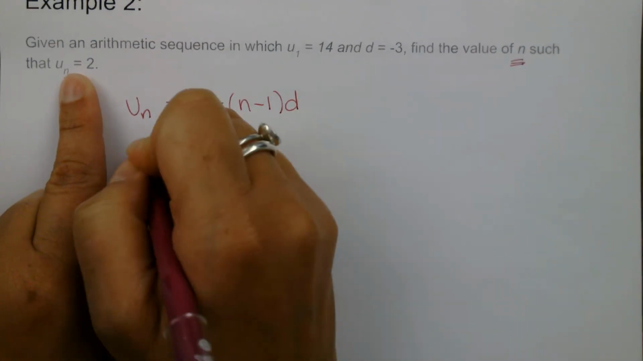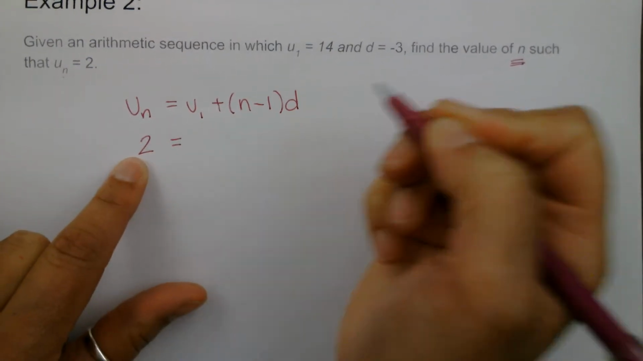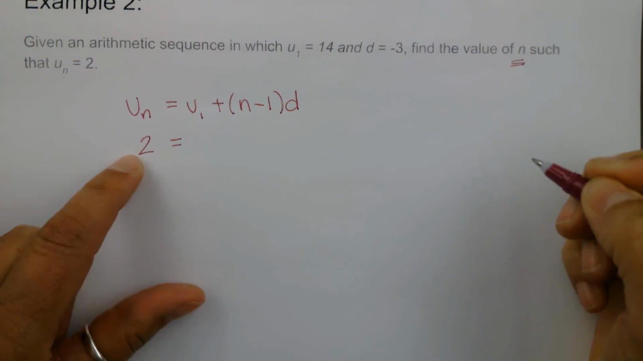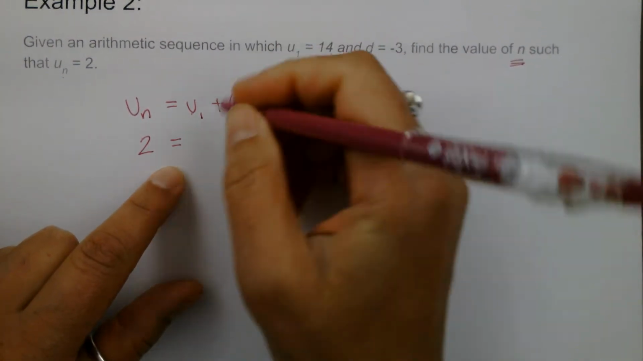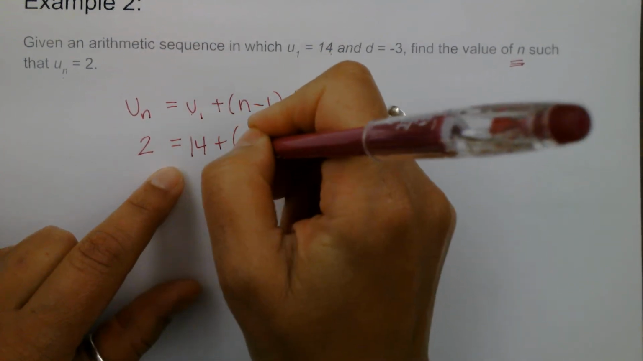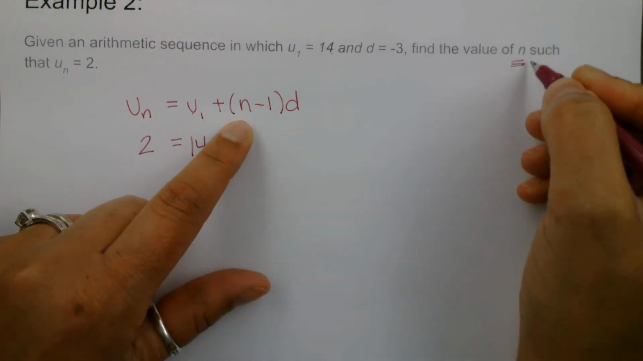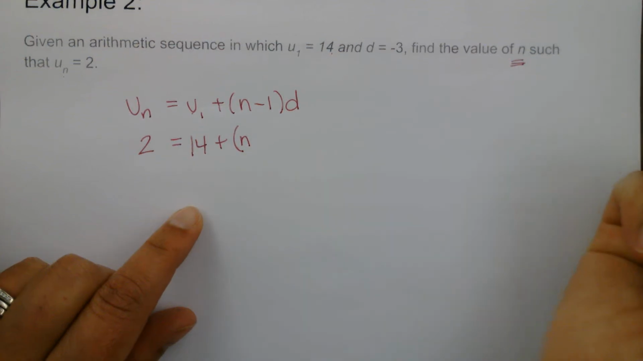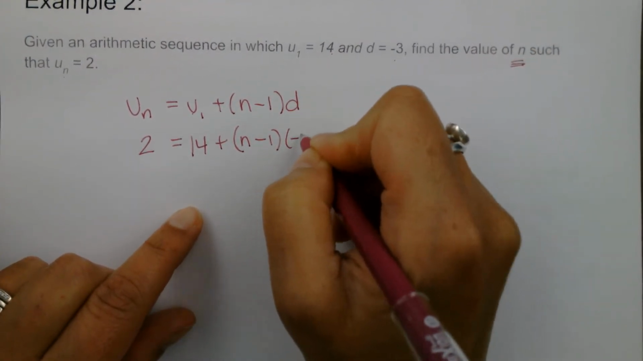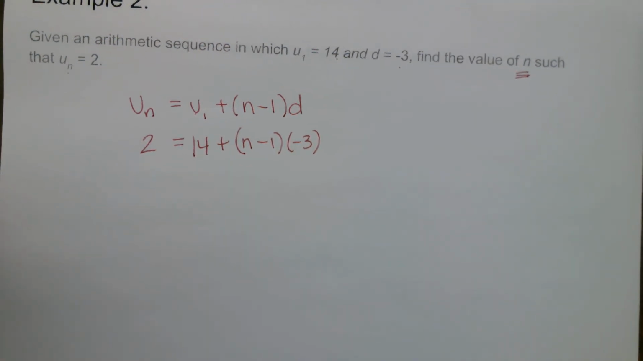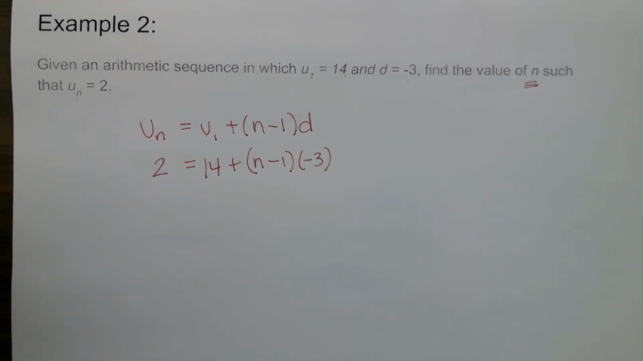Yes, they gave it to us. It's 2. So I'm going to put it underneath u sub n. So whoever u sub n is, I'm going to put the 2. Bring down my equals. u sub 1 is 14 plus n. I don't have n, so I'm going to just write the letter n, minus 1 times common difference, negative 3. So here it now becomes a problem in which we need to solve for n.